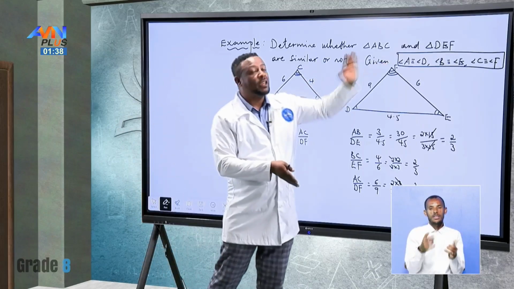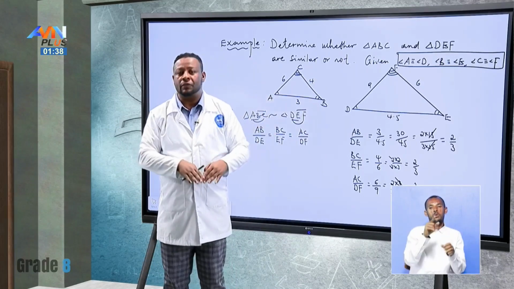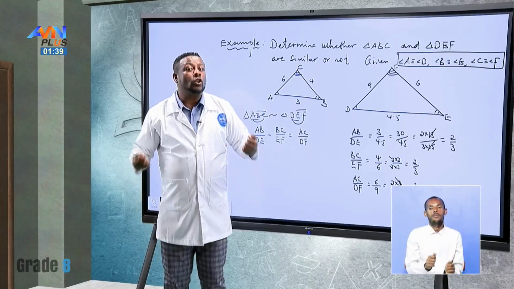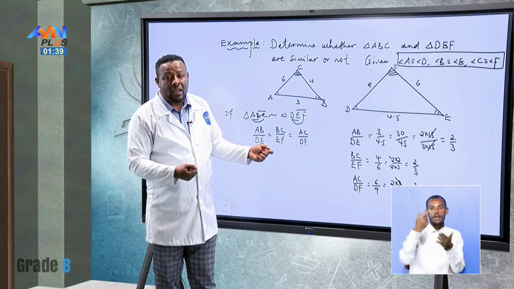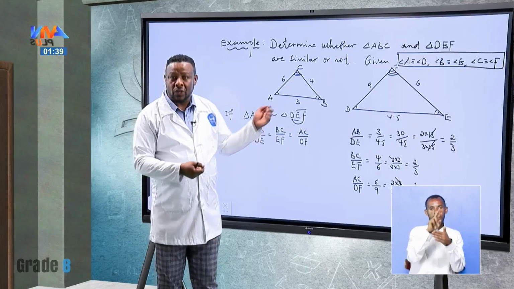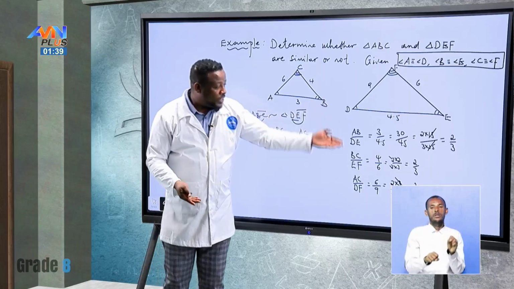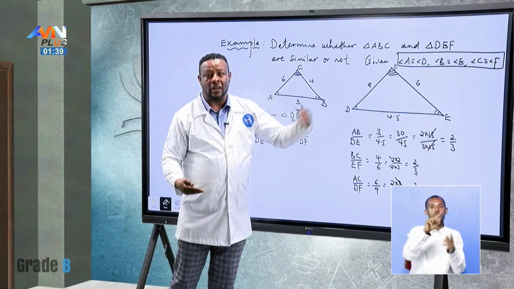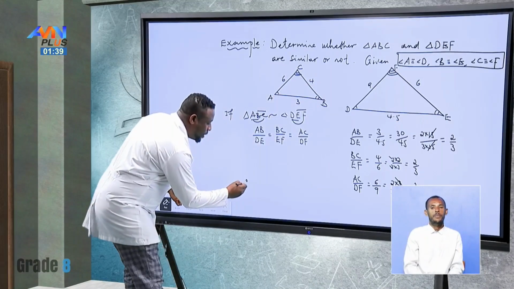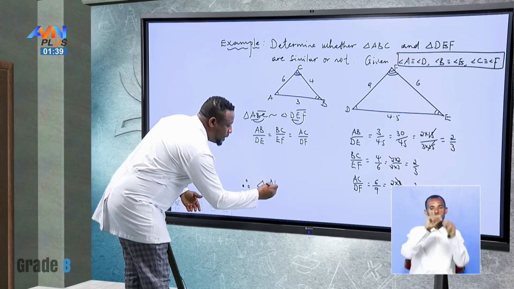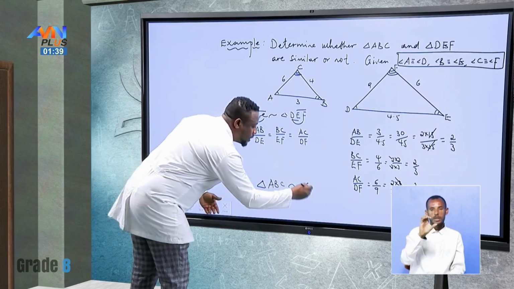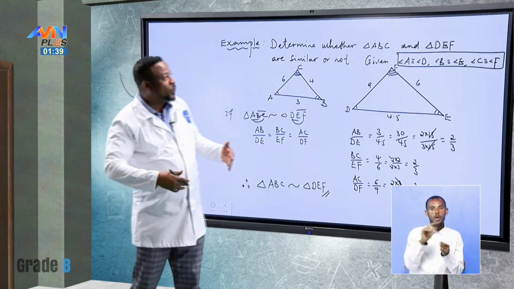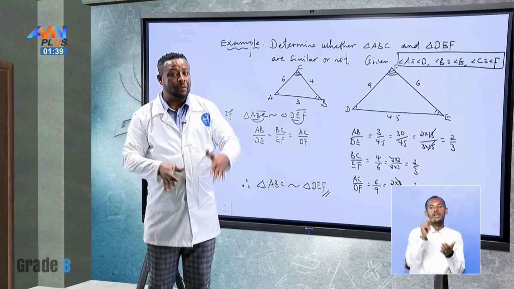Already from the given information, you don't need to check the first condition because it's already given that all pairs of corresponding angles are the same. So the only thing that remains here is we need to check the ratio of the corresponding sides. So all these ratios are the same. Therefore, we can say that these two triangles are similar. Okay? Therefore, triangle ABC is similar to triangle DEF. Okay? So this way we can check whether two triangles are similar or not.